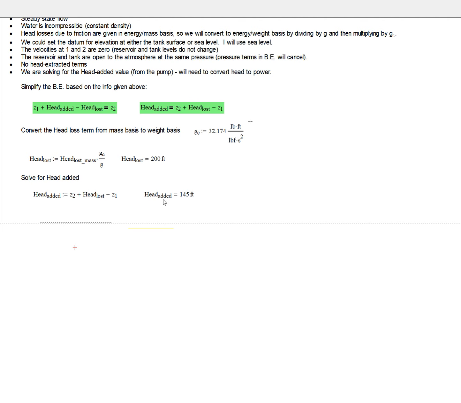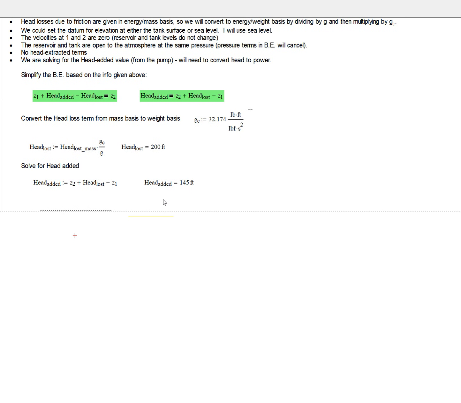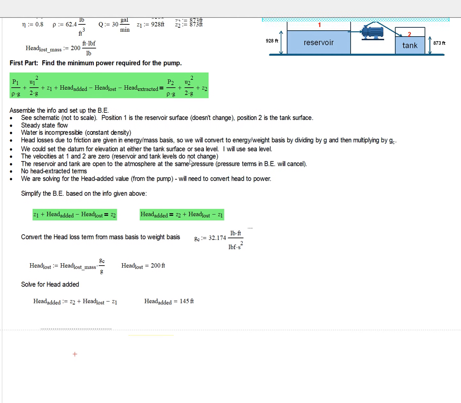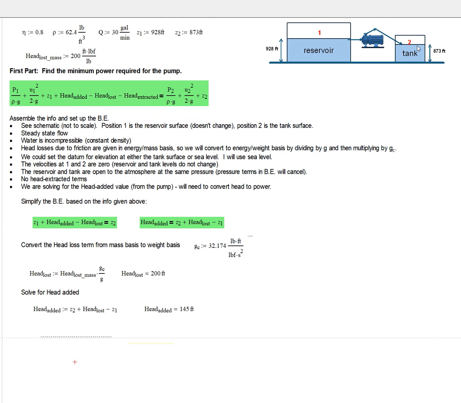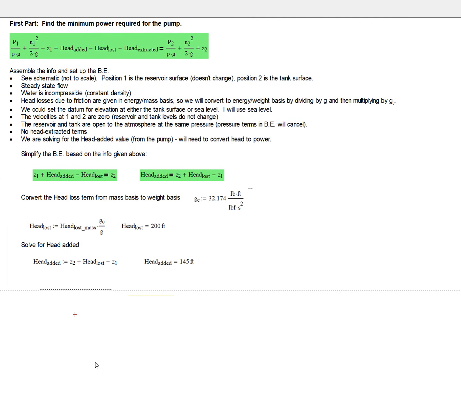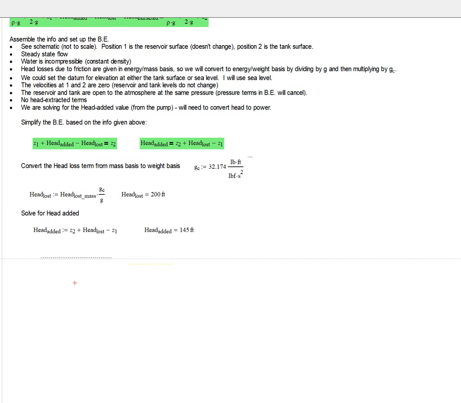So this is the amount of head, the amount of energy per weight, that our pump has to add to the water that is going from reservoir to tank. 145 feet of head. Well, what does that mean in terms of power? Well, the way to convert head to power, look in your notes, is to multiply by rho times g times Q. That equals power.